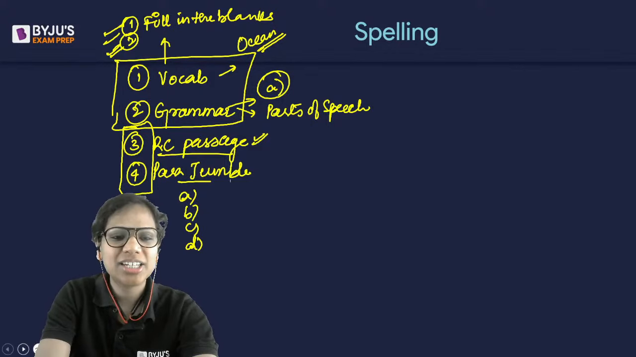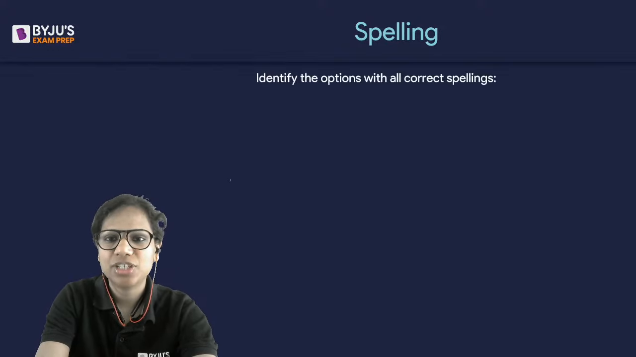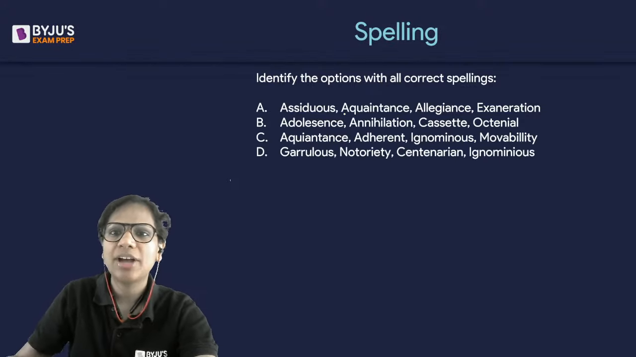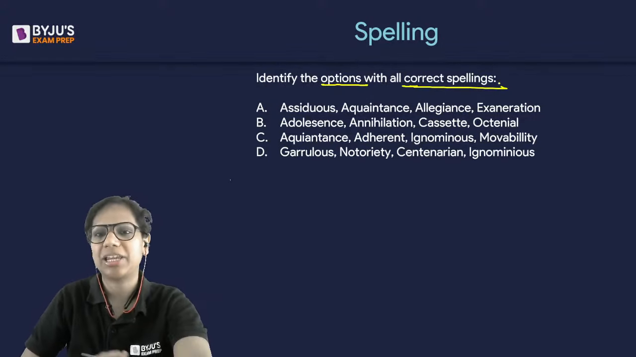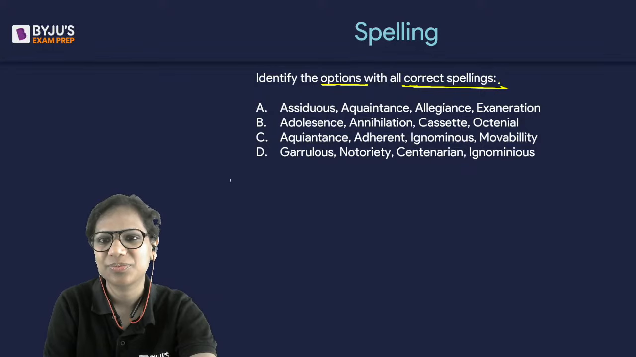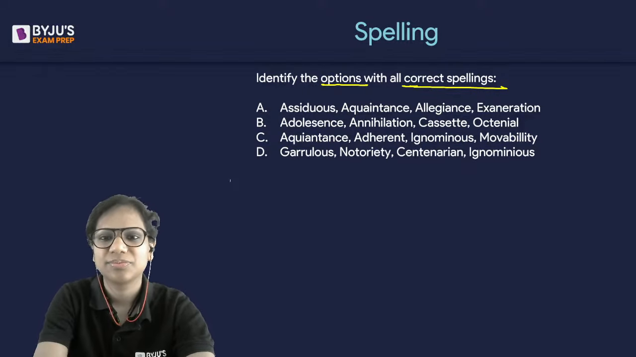All right, now look at some options here. There are four options and they have some spellings. Each option has some spelling. You have to tell me which option has all correct spellings.